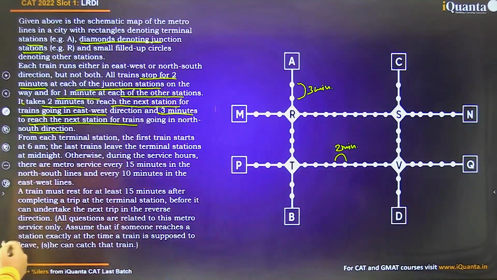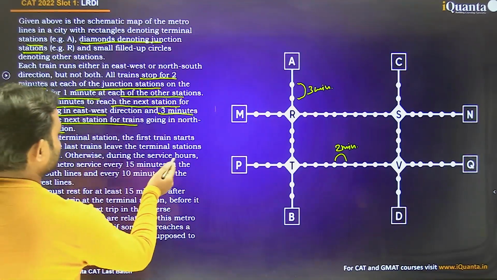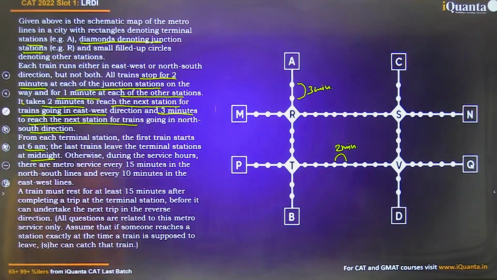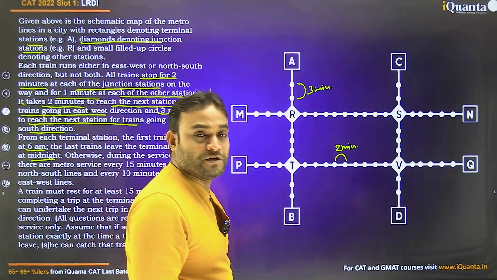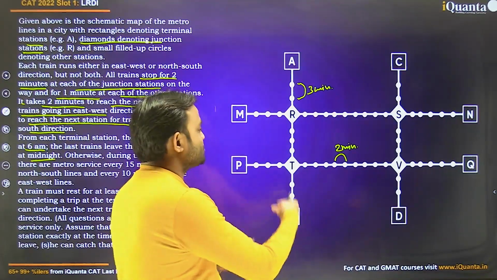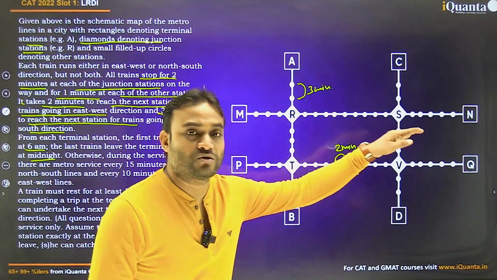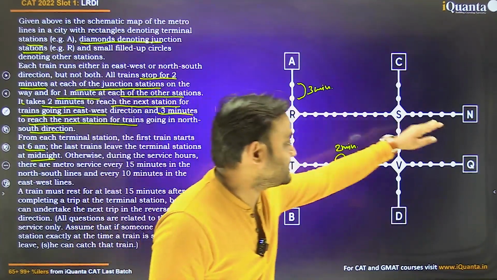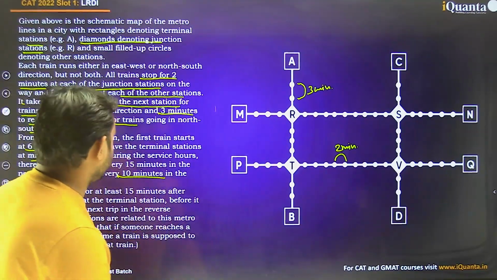From each terminal station, the first train starts at 6 am. The last trains leave the terminal stations at midnight. Otherwise, during the service hours, there is a metro service every 15 minutes in north-south lines. In north-south lines, every 15 minutes a new train is starting, and in case of west to east or east to west, every 10 minutes a train is starting.